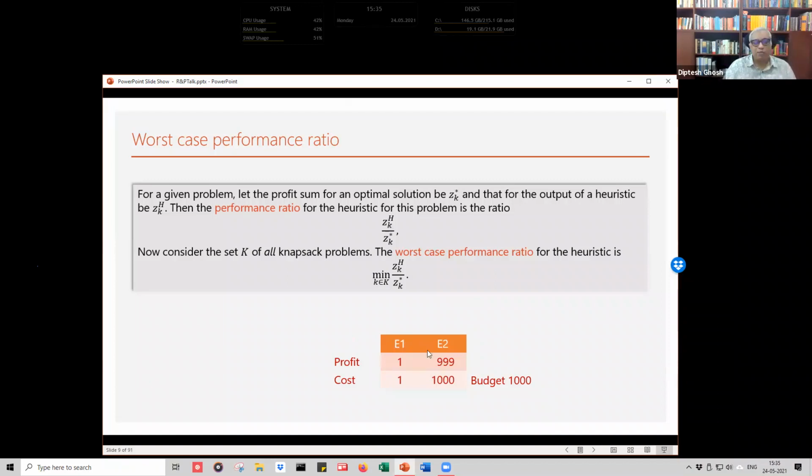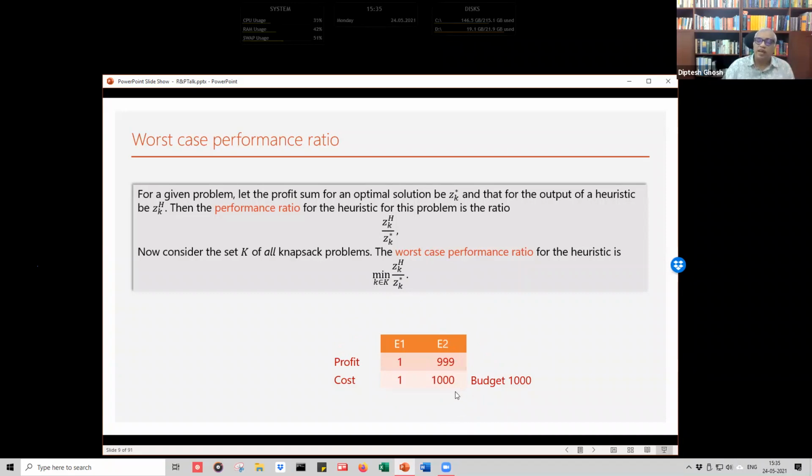So it will put E1 in the bag. Once it puts E1 in the bag, how much budget will it have left over? 999. Can it put E2 in this bag? It can't. So in this kind of a problem, the greedy algorithm will output a profit sum of 1. Now, what is the optimal profit sum? The optimal solution, of course, has only E2 in the bag, and that profit sum is 999. So if I have a problem which looks like this, the worst case performance ratio is at least 1 by 999.